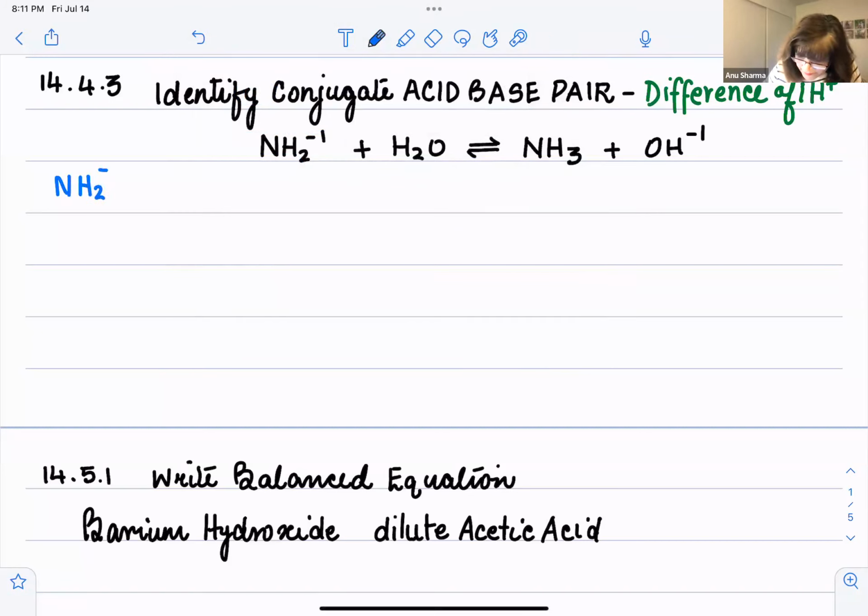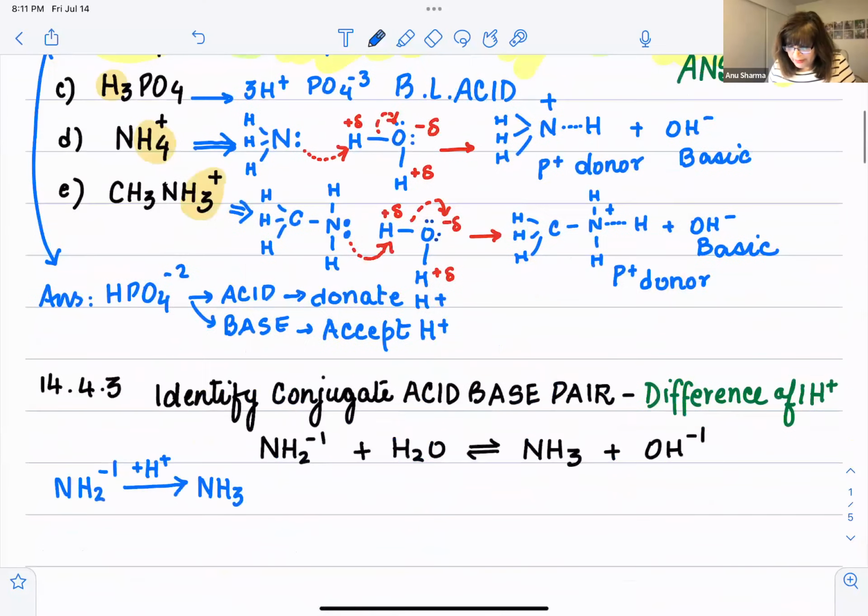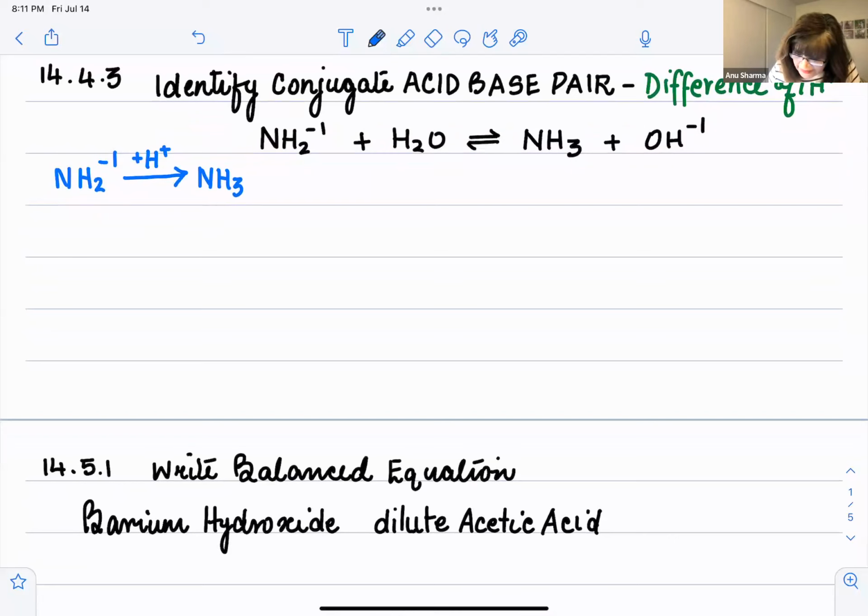NH2 negative one can accept one hydrogen ion. If it adds one hydrogen ion, then what does it become? It becomes NH3. Because it's accepting a proton, that means what does it do? A proton acceptor is a base. So this is acting as a base, because it's able to accept a proton.